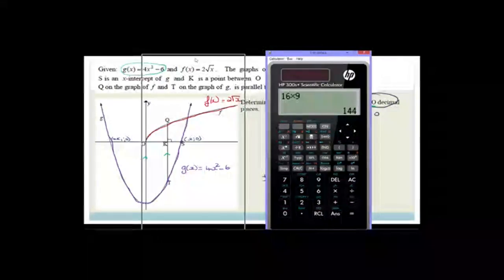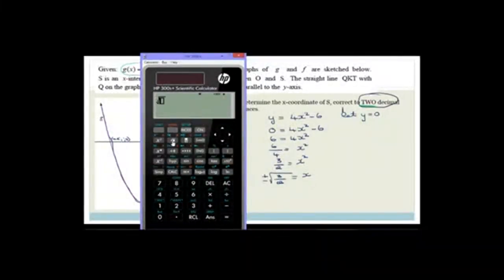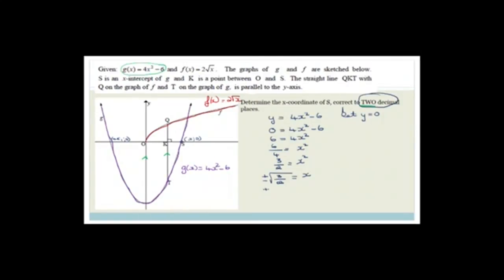So if we do that, we want the square root of 3 over 2, equals 1.2247. Okay, now we're rounding off to two decimal places, which means we look at the third number after the decimal, and that's a 4, which is smaller than 5, which means the 2 remains the same, so it's 1.22. So therefore, the answer is plus or minus 1.22, which means this value here is 1.22, and this value here is minus 1.22. Okay, now we've got those two. Now I'm going to erase just this writing over here so we can make space for our next question.